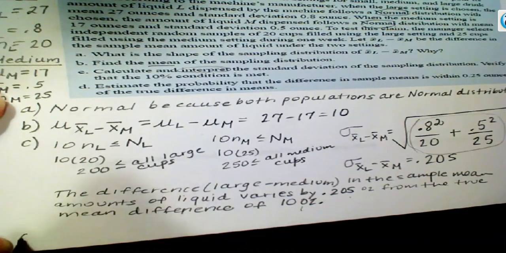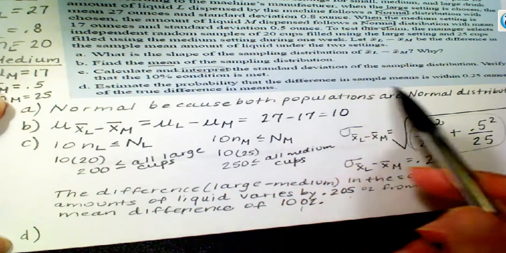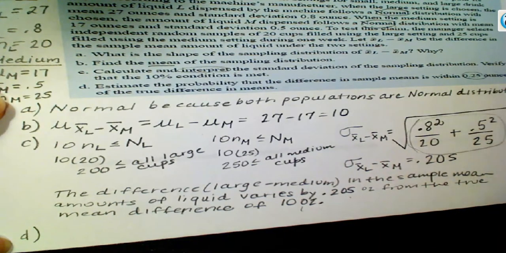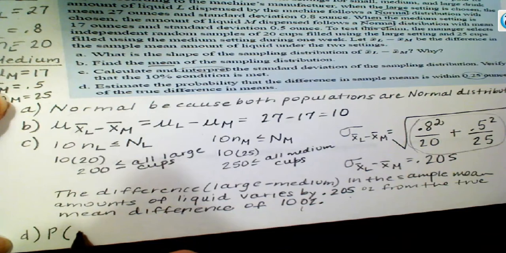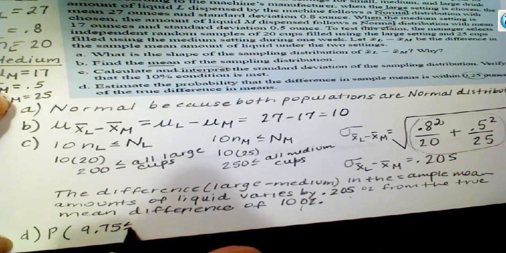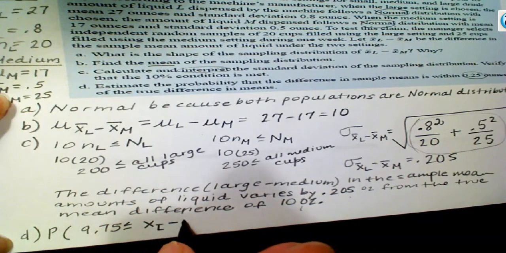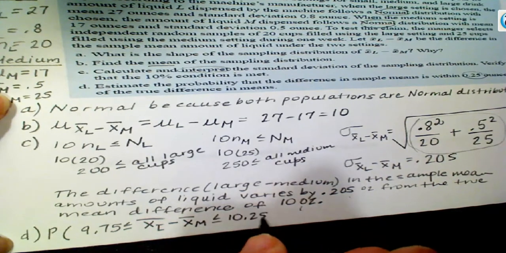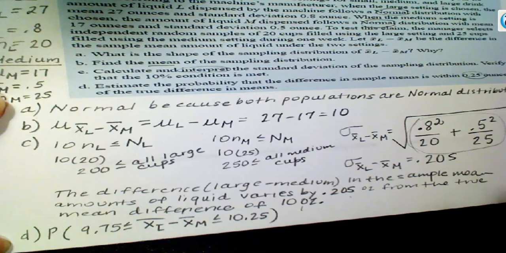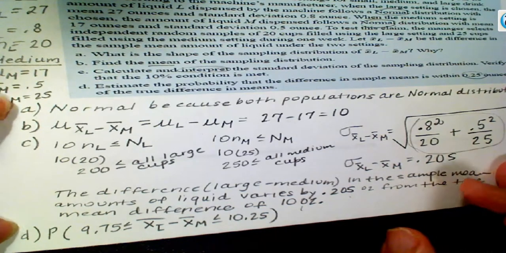Okay, last question. Estimate the probability that the difference in the sample means is within 0.25 ounces of the true mean difference. Okay, within means it could be either way. So either way, 0.25. So if you have 10, 10 minus 0.25 is 9.75. And we're trying to find that the mean difference, and then the other way would be 10.25. So within 0.25, so it could go either direction.